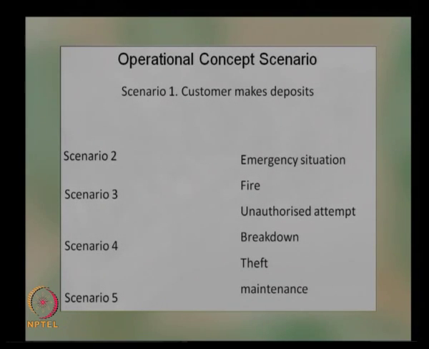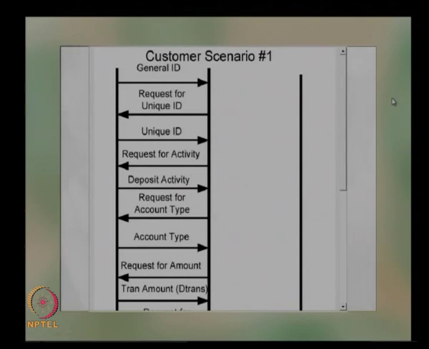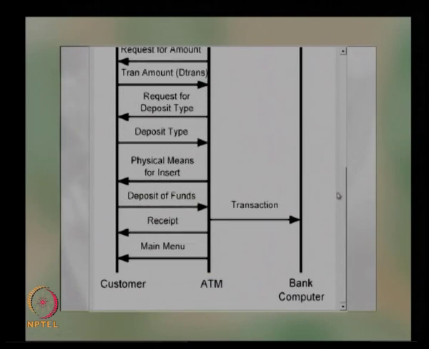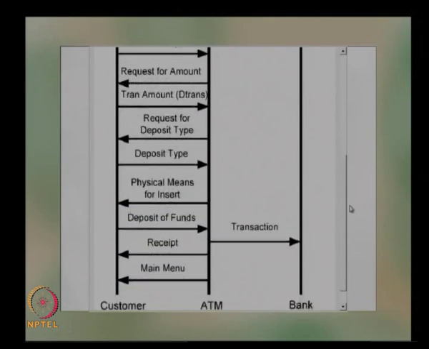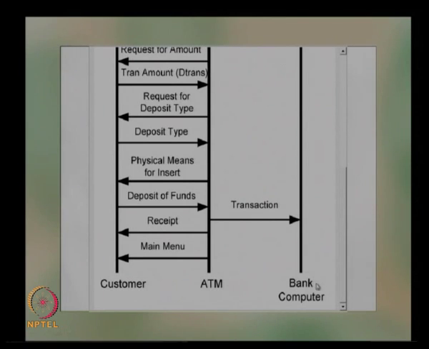And to get the input output requirements, you can go for an input output trace, as you can see here. So this is customer scenario 1, where the customer wants to make a deposit. This is the customer, this is the ATM, and this is the bank computer or the central server. What kind of interactions take place between these entities? The customer is an external system over here, the ATM is the main system of interest, and the bank server is again an external system which interacts with the ATM.